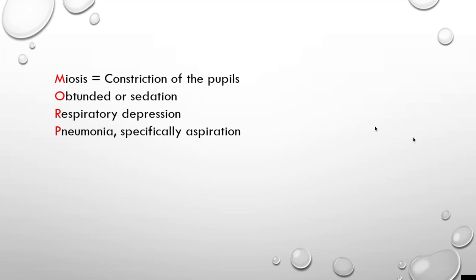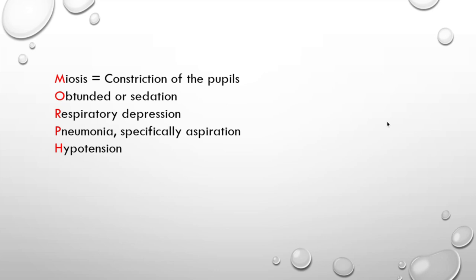Pneumonia. It can specifically cause aspiration pneumonia. Patient gets drowsy, they're trying to eat, they're falling asleep while they're eating. That's one way. That's typically seen with morphine as a side effect.